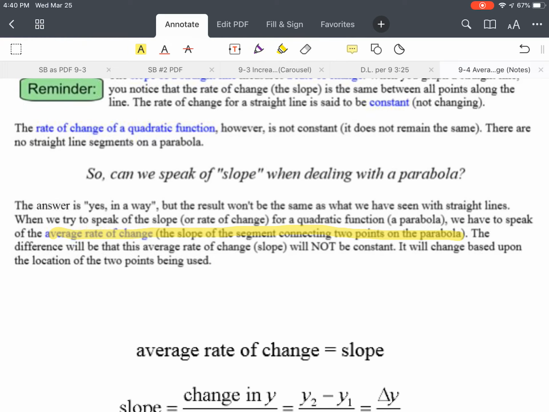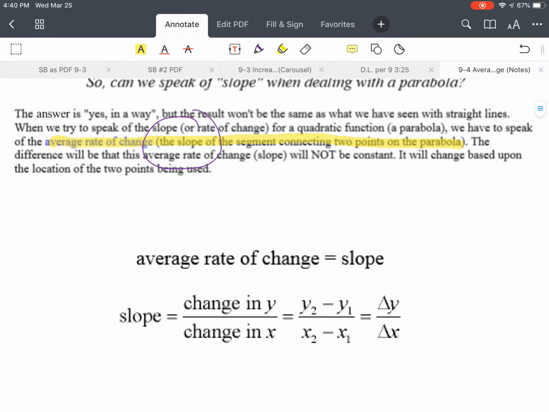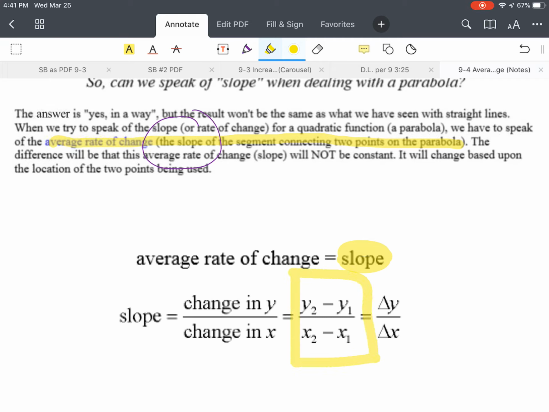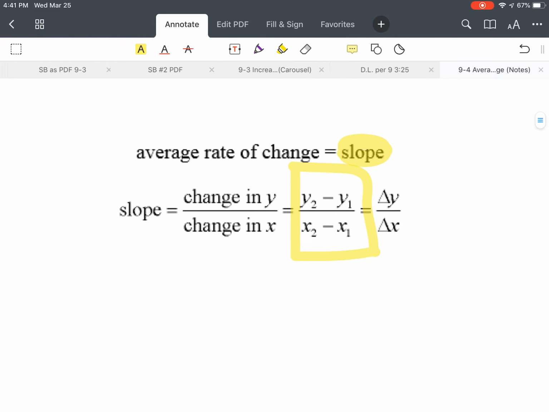Since the average rate of change is the slope of the line segment connecting 2 points on the parabola, every time you see average rate of change, whether we're talking about a line or a parabola or even a different type of graph, it's the slope. So we're going to use our slope formula. If you know the slope formula, you're in luck because that's the average rate of change formula. Same thing, y2 minus y1 over x2 minus x1. So let's get right to it.